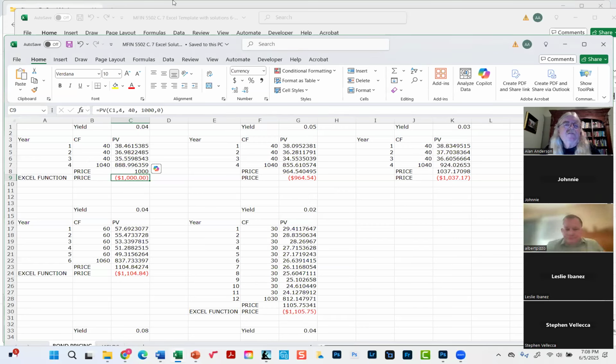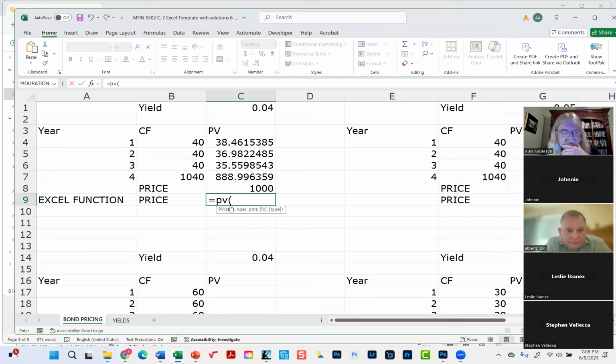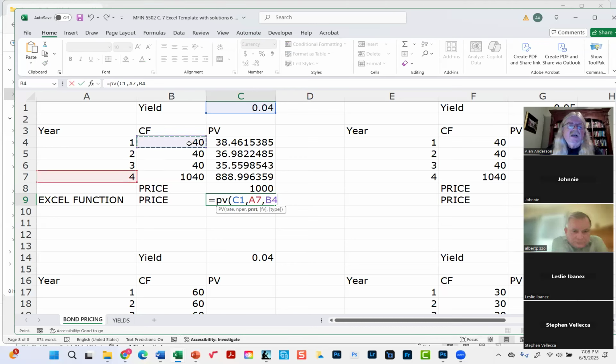There's a function built into Excel that will make it unnecessary to calculate each individual present value as long as there's a pattern there. And that function is called PV. If you look here in this tiny little ribbon, it's asking you for the rate, by which they mean the yield. The number of periods, the number of years, is 4. The coupon payment is 40. The face value, you'll have to type this in yourself. It's 1,000.